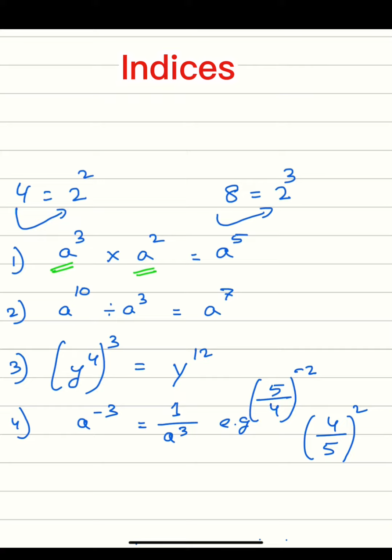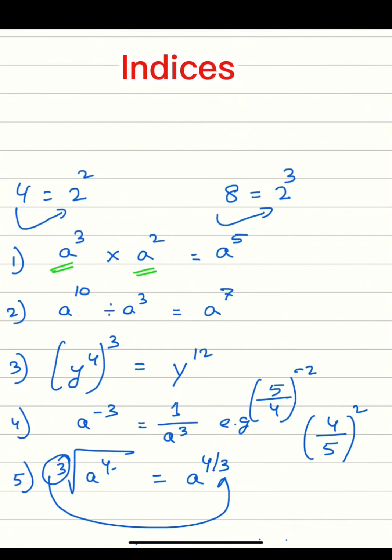Let's come to the fifth formula. Cube root over a to the power 4 can be written as a to the power 4 by 3, which means the root is the denominator and the power is the numerator.